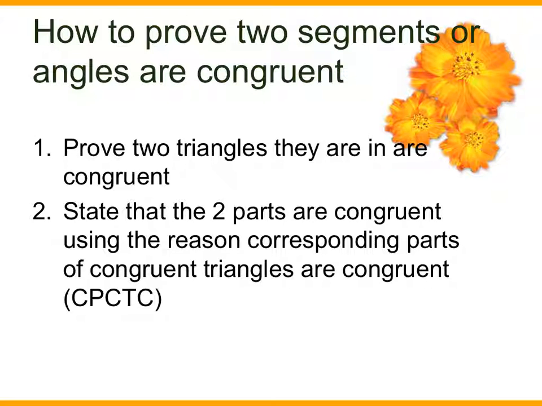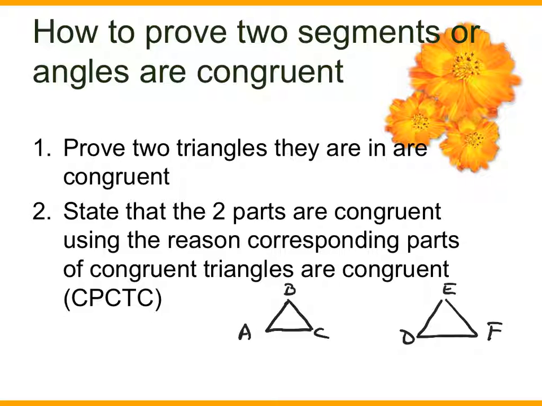So here's how we're going to be able to prove that two segments or two angles are congruent. Let's say that we're looking at some triangles and we are trying to decide whether some angles are congruent. So let's say we've got two triangles. Here's one triangle, triangle ABC. And then there's also another triangle, triangle DEF. Here are some ways that we can prove that parts of them are congruent.